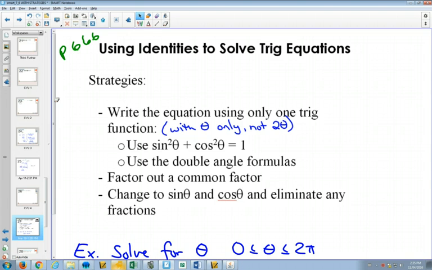Sometimes you can't. Some equations, like that question from section 7.2 in the homework, number 12 that I mentioned in the last class, you can't write as a single trig function, and in that case you're going to need to factor. Can you factor out a common factor? And when both of those things don't work, another strategy is changing things to sine and cos and getting rid of any fractions that are there and see what you come up with.